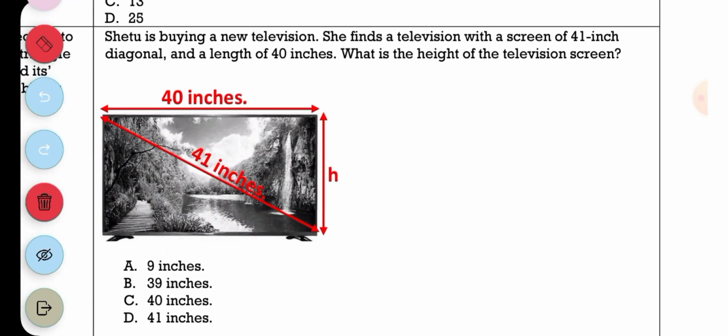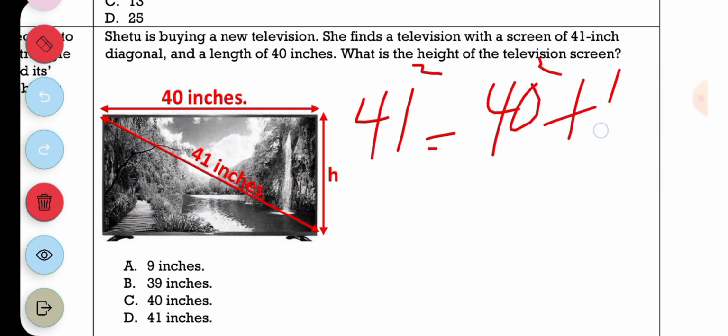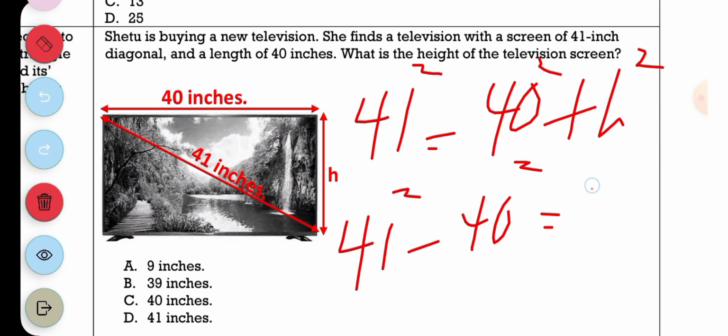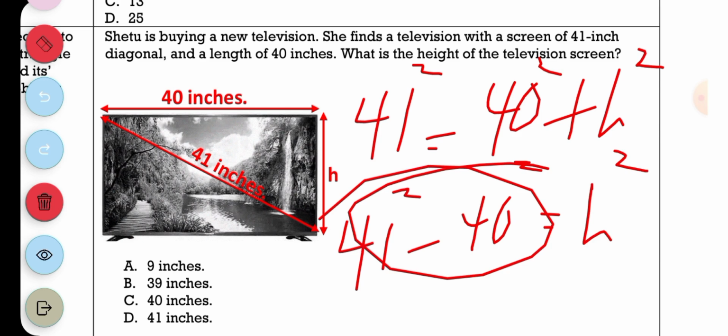Shetu is buying a new television. She finds a television with a screen of 41-inch diagonal and length of 40 inches. What's the height of the television screen? So this is also going to be 41 squared equals 40 squared plus h squared. So we are going to have 41 squared minus 40 squared equals h squared. Now when you follow the same procedure, find the square root of what you get here. You're going to end up with 81, square root of 81. The answer is going to be 9, so 9 inches. That's the answer, so A.